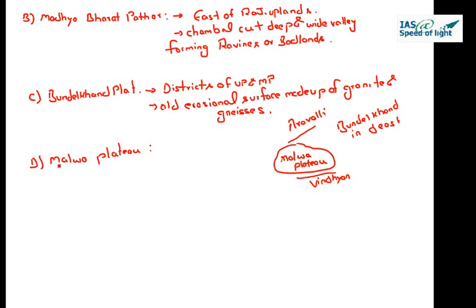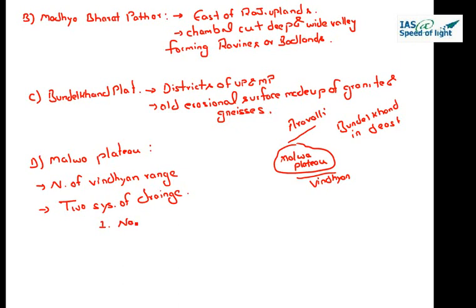The first thing we will write about the Malwa Plateau is that it is north of the Vindhyan Range. Another interesting thing is it has two systems of drainage. The first is the rivers flowing towards the Arabian Sea, which are the Narmada, Tapi, and Mahi, which go to the Arabian Sea.